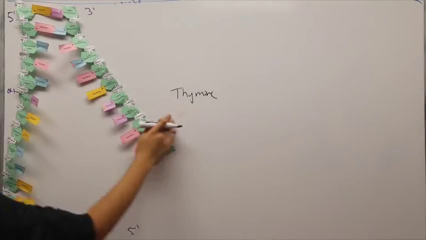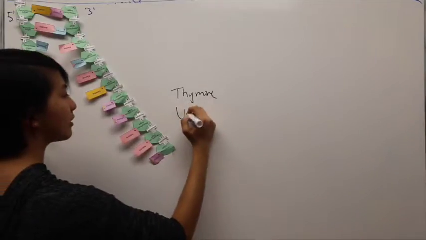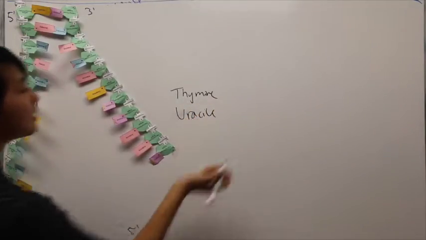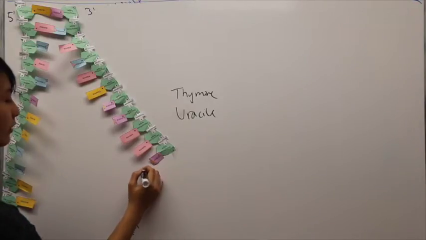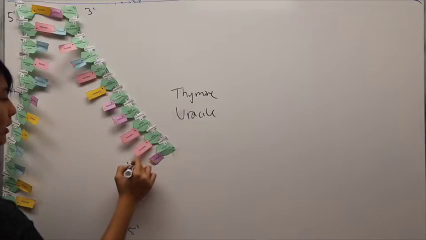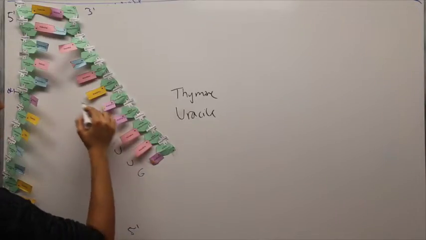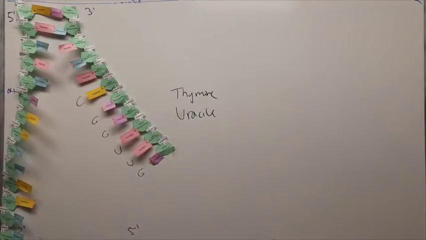And because thymine is not part of mRNA, it's replaced with uracil. So instead, it goes G, and instead of putting down T beside A, it's now U, and this is G, and this is C. And it continues on like that.